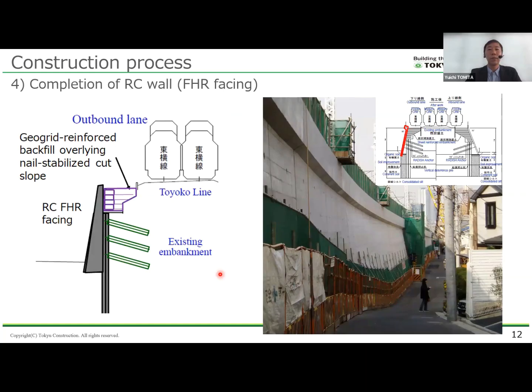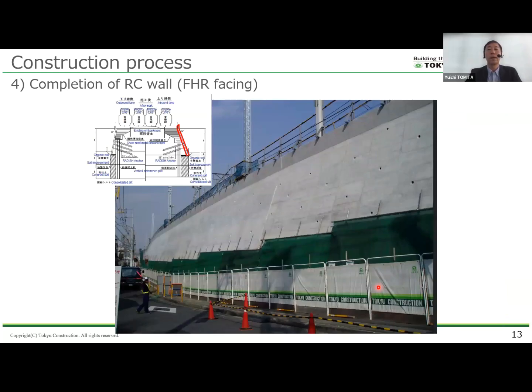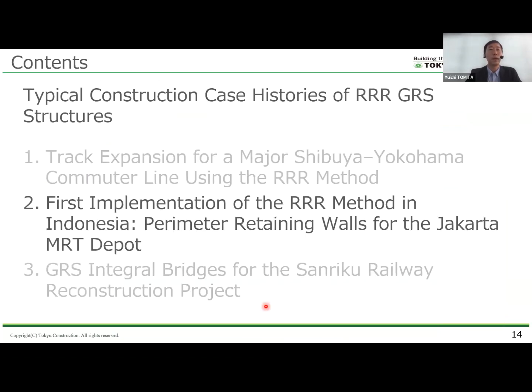Finally, the reinforced concrete wall, called the full-height rigid facing, was constructed on the front of the reinforced soil structure. This facing completes the 3RGRS system, providing a rigid surface and protecting the reinforced soil behind it. With the completion of the full-height rigid facing, the entire structure was finished. This is showing the completed wall on the opposite side. This is the end of the case history of the Hiyoshi 3R project.